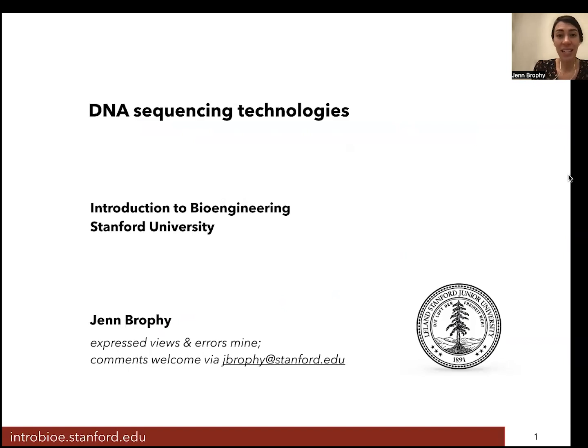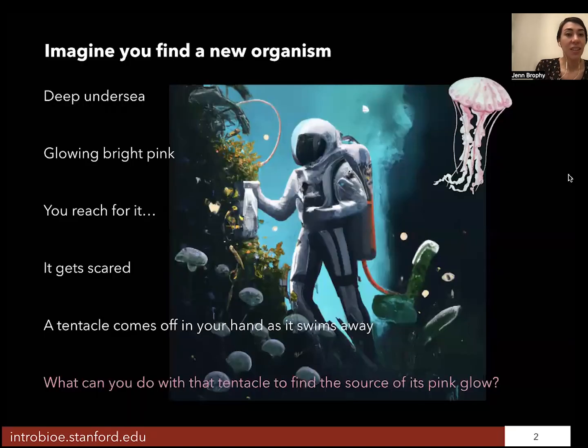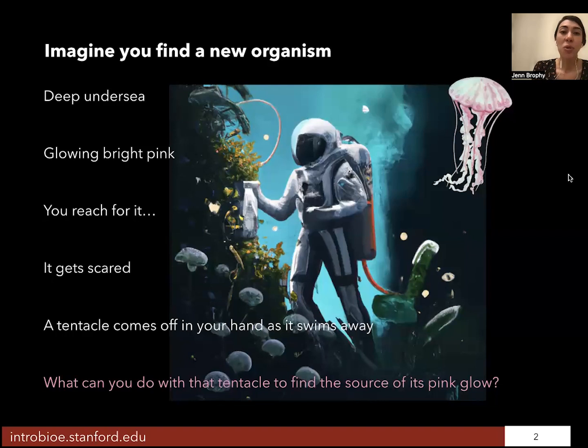So we're going to talk about DNA sequencing technologies. To start this off, I want you to imagine that you're deep undersea. You're exploring, you're swimming around, and you see this really bright pink organism, something you've never quite seen before, swimming around. It's got lots of tentacles, maybe like a little bit of a cross between an octopus and a jellyfish, but it's glowing, this glow that you've never seen before.